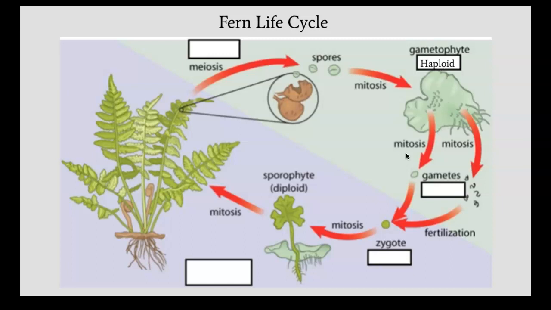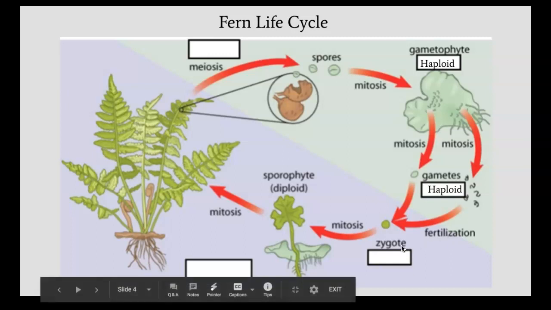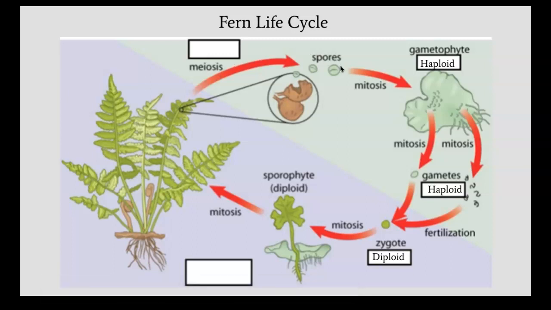So you can see using mitosis, it creates gametes. So this tissue is haploid. It only has half the number of chromosomes, and it creates gametes, which are also haploid. And then we can see them coming together in fertilization to produce a zygote. We know that zygotes are diploid. And then through mitosis, it creates something called a sporophyte, and then eventually goes through meiosis to create spores.